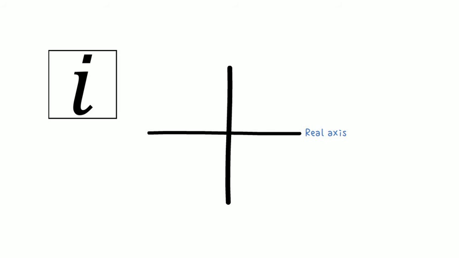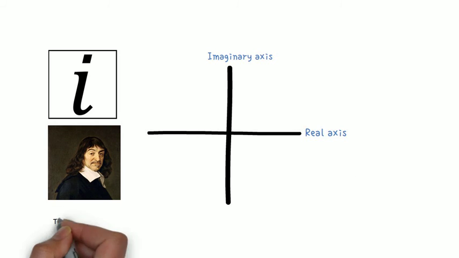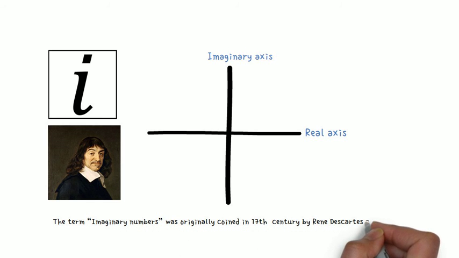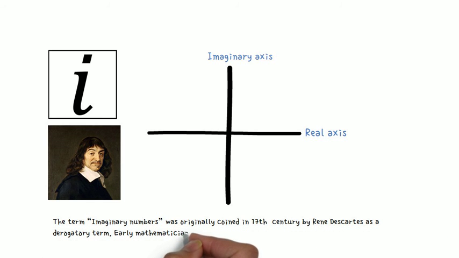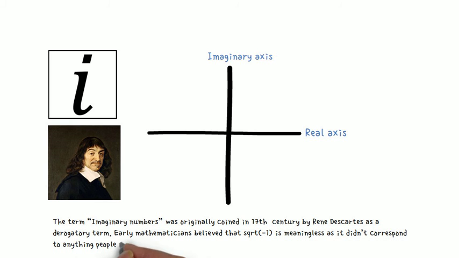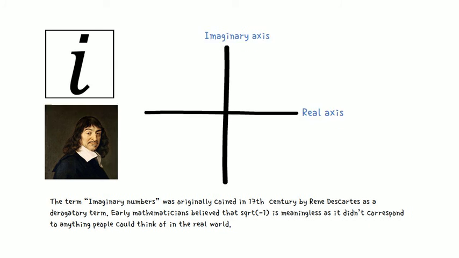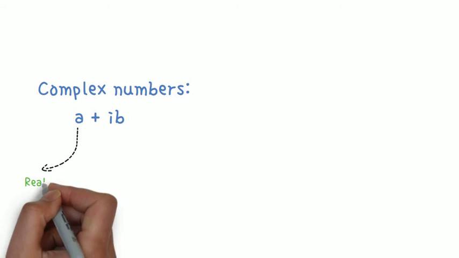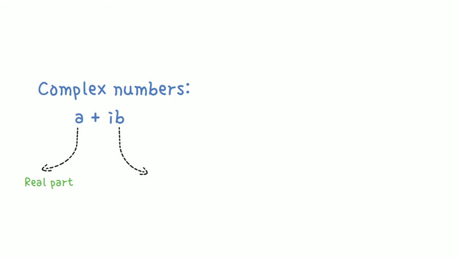Thus, imaginary numbers are the natural extension of the number system from one dimension to 2 dimensions. The term imaginary number was originally coined in the 17th century by Descartes as a derogatory term. Early mathematicians believed that the square root of minus 1 is meaningless as it didn't correspond to anything people could think of in the real world. A complex number is a number that can be expressed in the form a plus bi, where a and b are real numbers. a is the real part and b is the imaginary part.